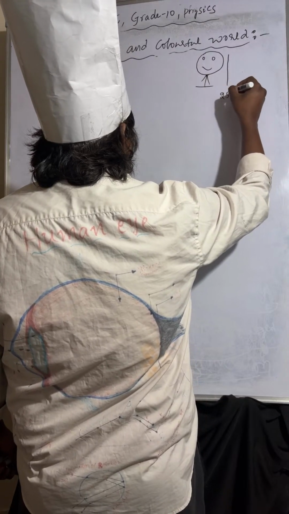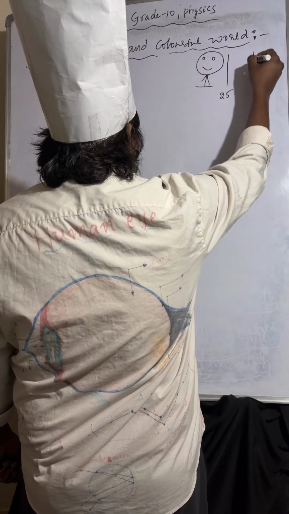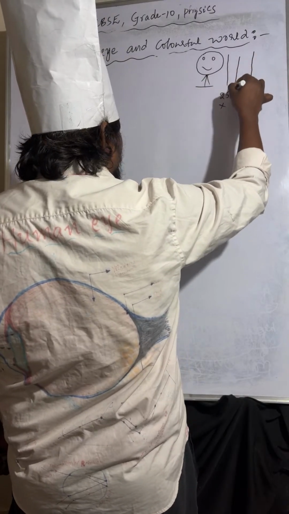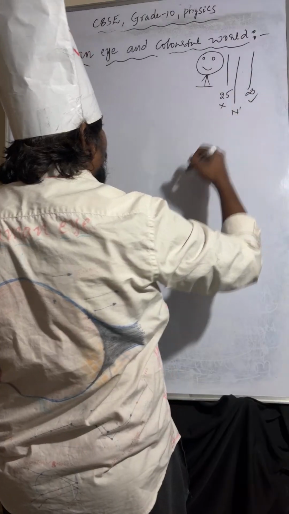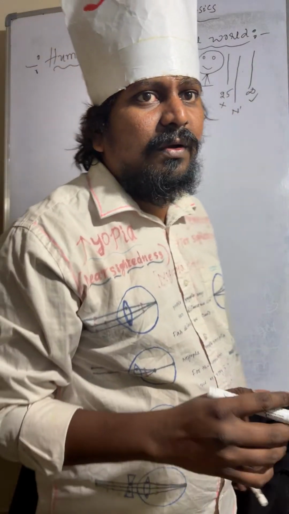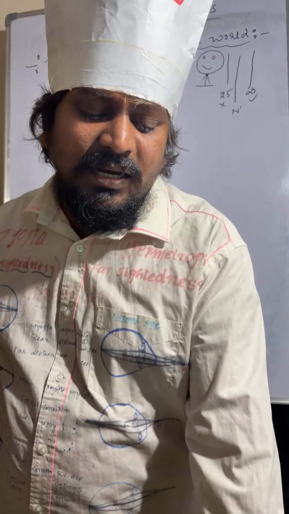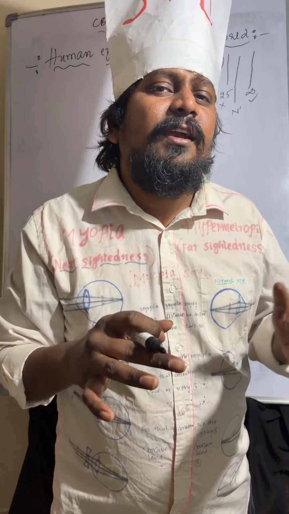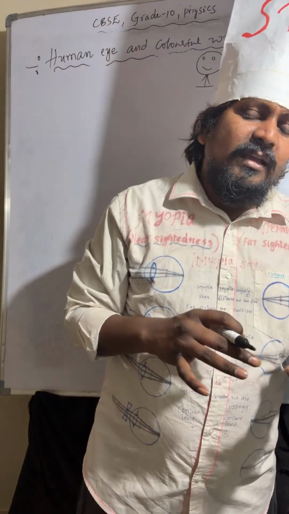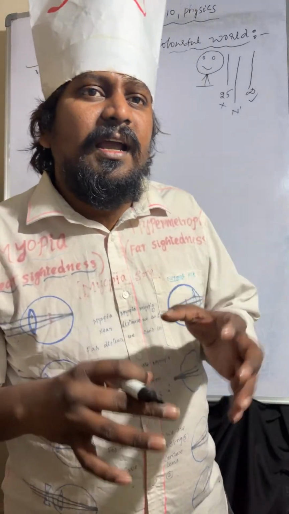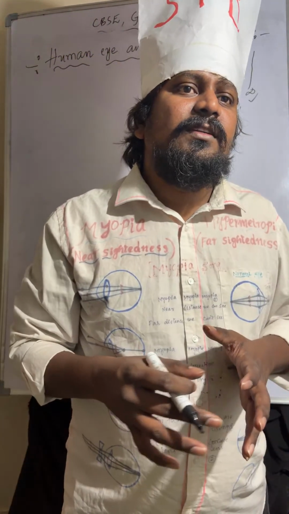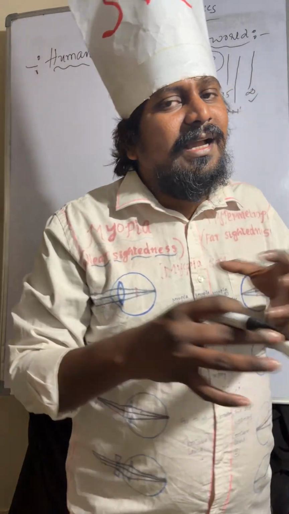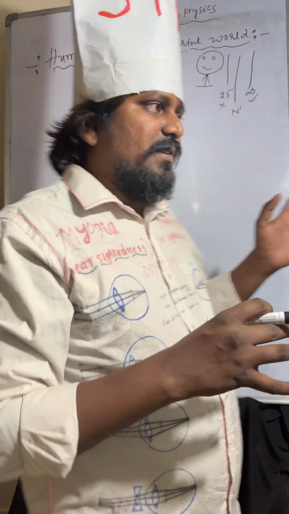So the person can see clearly at infinity. Infinity he can see, but at 25 centimeters he can't see. Somewhere between infinity and 25 centimeters, there is a point he can see. That is the near point of the hypermetropic eye. Understood? Okay, so I'll draw the diagram. Just check once. See.